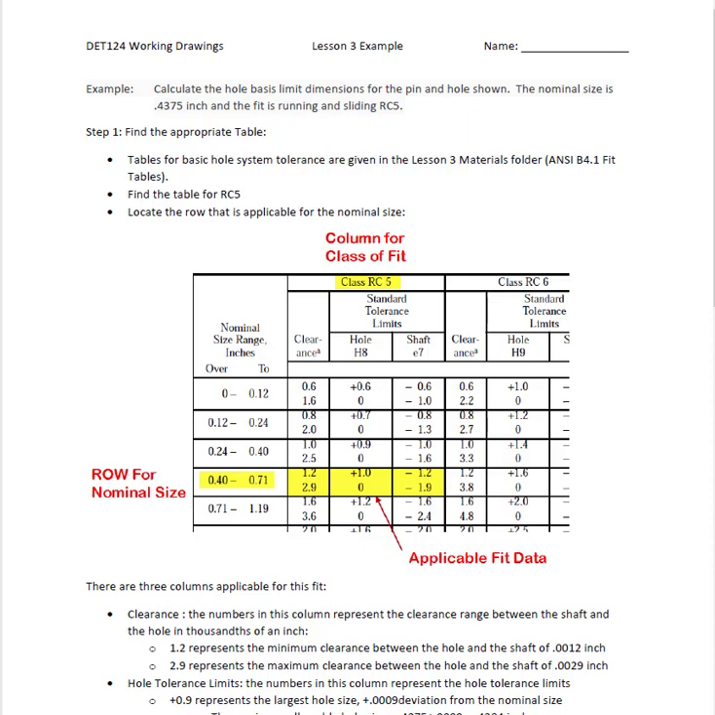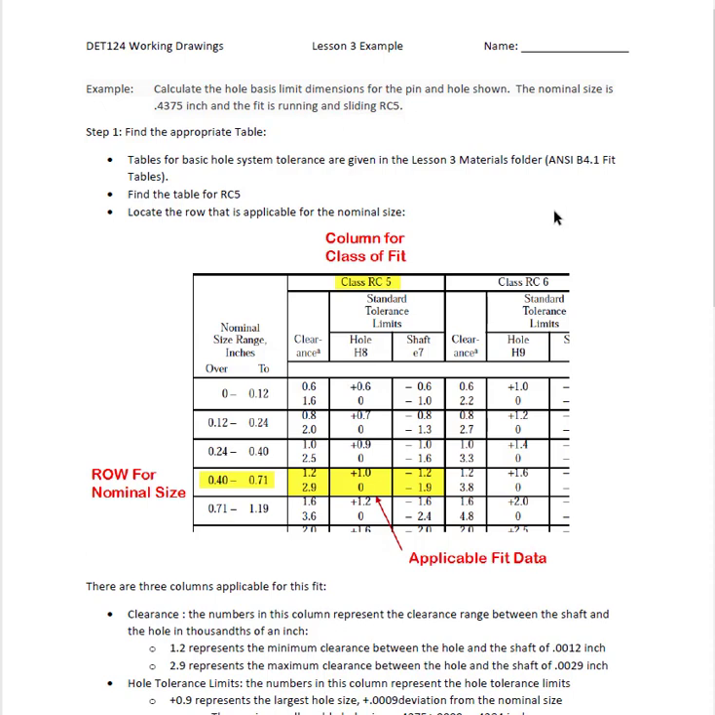Hello, this is an example problem for lesson 3, how to use the ANSI fit tables. This is just like problem 2 of your assignment 3. You have 3 of these to calculate. The problem statement is, calculate the hole basis limit dimensions for the pin and hole shown. The nominal size is 0.4375, that's 7/16 of an inch, and the fit is running and sliding RC5.